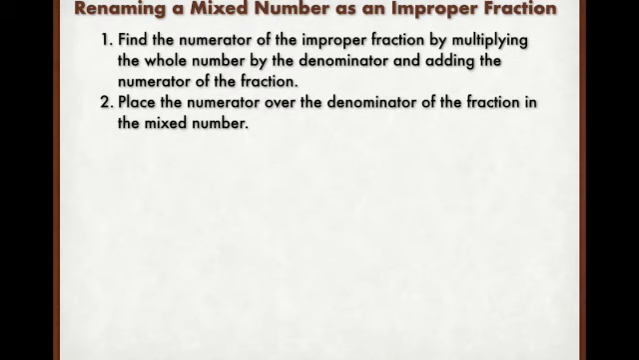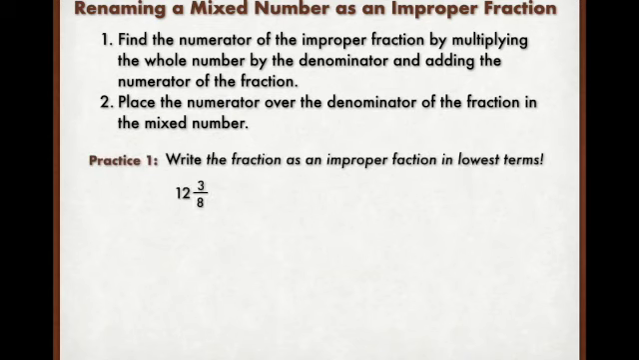Now, renaming a mixed number as an improper fraction. We're going to find the numerator of the improper fraction by multiplying the whole number by the denominator, and that's what I just described, and add the numerator of the fraction. We'll then place the numerator over the denominator of the fraction in the mixed number. So let's take a look at this.